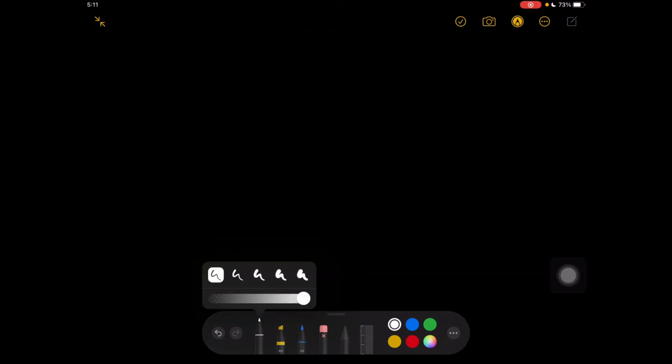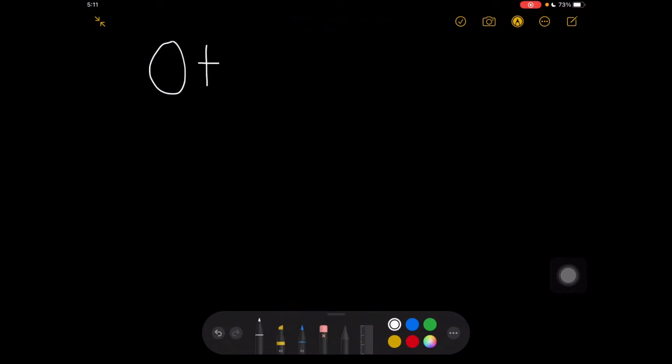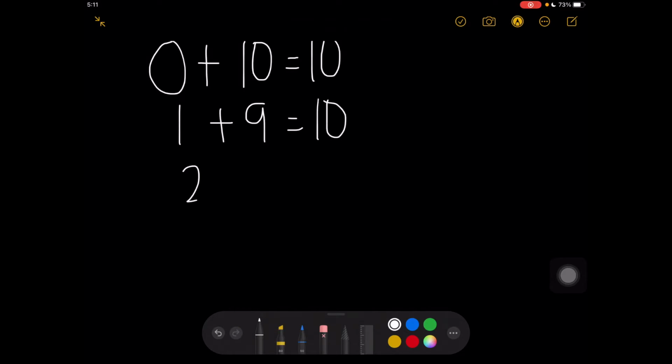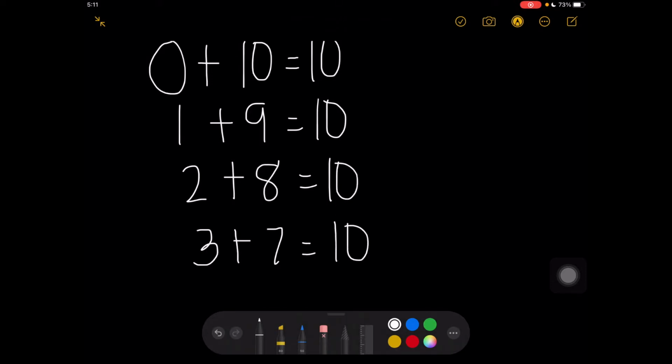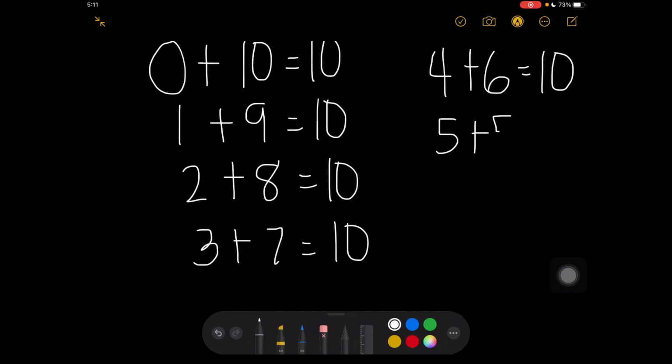So for example, you have 0 and 10, 1 and 9, 2 and 8, 3 and 7, 4 and 6, and the last pair of numbers that make a 10 is 5 and 5. So you have to remember these pairs of addends later on as we are doing the strategy.